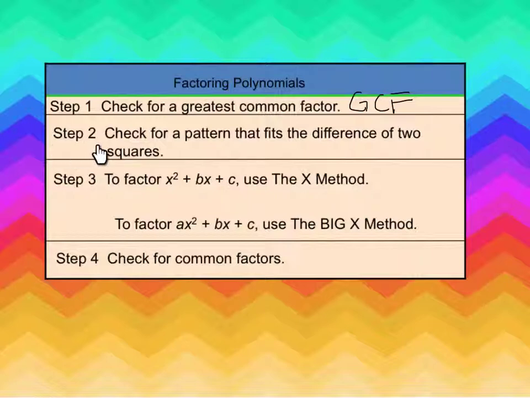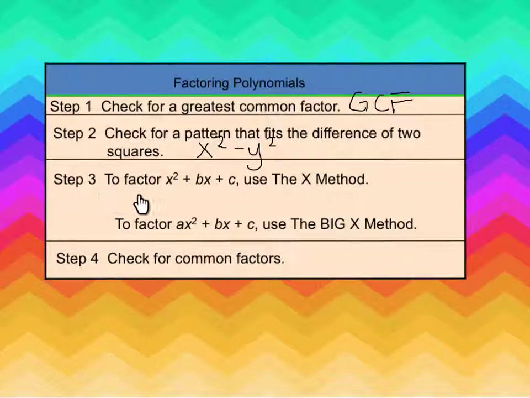Then you're going to do step two, and you're going to check for a pattern that fits the difference of two squares. Remember, if it's x squared minus y squared, that's the difference of two squares, and you can use the shortcut instead of having to use an x method to factor the difference of two squares. So you check for the greatest common factor, then you check to see if it's the difference of two squares. And then you go into step three.